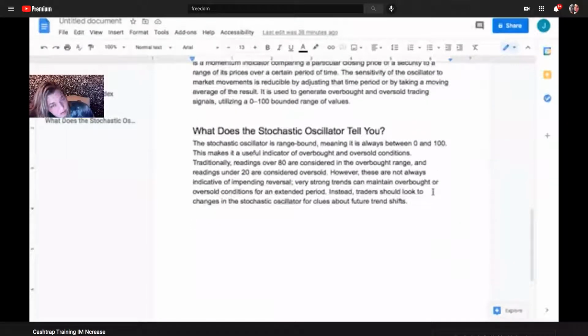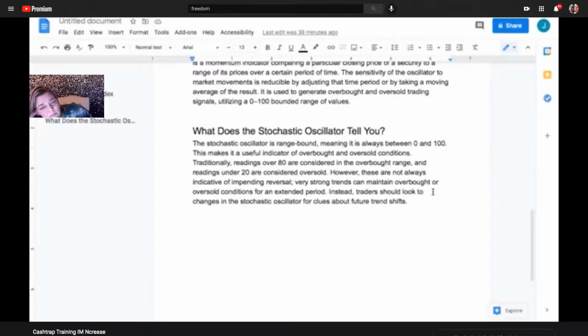What does the stochastic oscillator tell you? The stochastic oscillator is range bound, meaning it is always between 0 and 100. This makes it a useful indicator of overbought and oversold conditions. Traditionally, readings over 80 are considered in the overbought range, and readings under 20 are considered oversold. However, these are not always indicative of impending reversals.